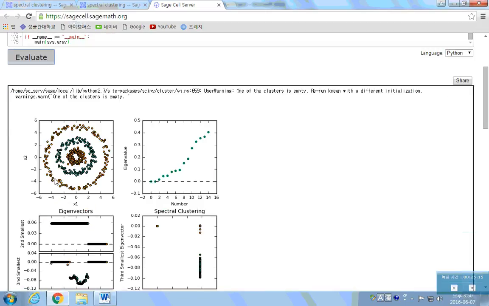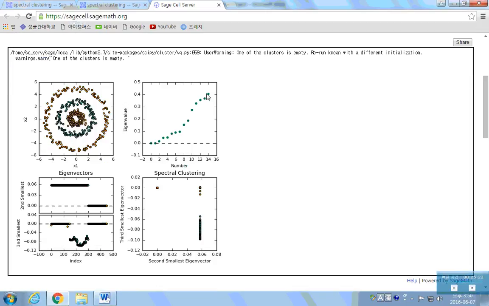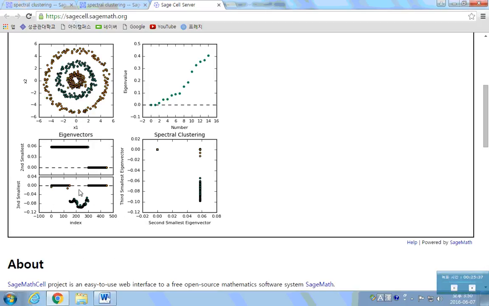Actually, here's the original data. As we know, maybe 3 clusters, right? Here are the eigenvalues. But here, maybe not. Actually, here there is not a very big difference. But from here, we know that it's 3. So for the original data, we can say that we have to take 3 clusters.